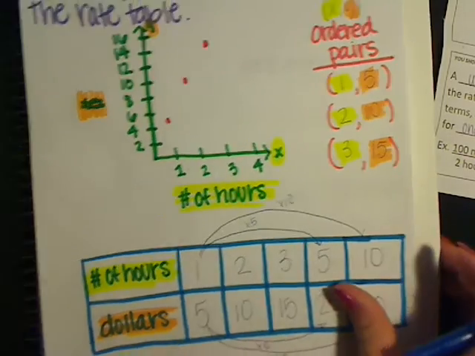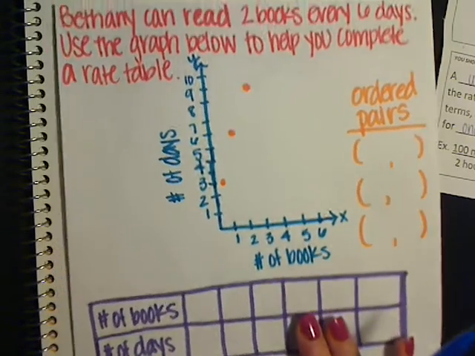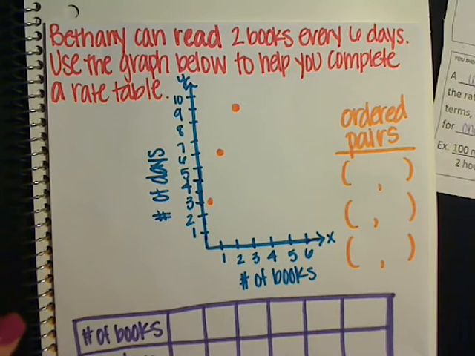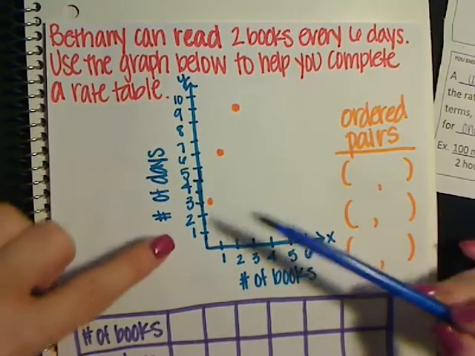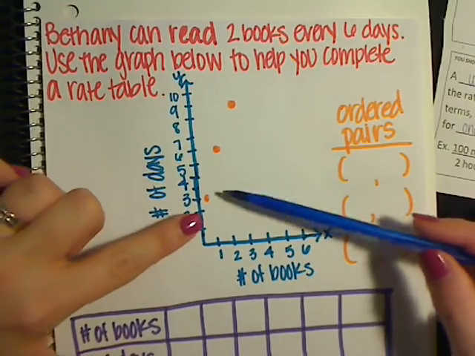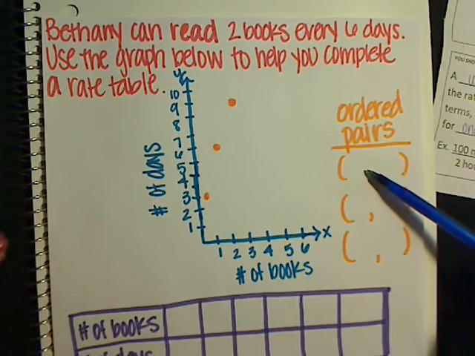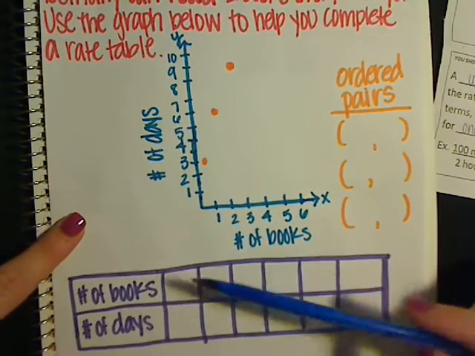So let's do our next example. And here's our next example. Bethany can read 2 books every 6 days. Use the graph below to help you complete a rate table. So again, here's our graph. We're going to take our ordered pairs out and put them over here. We're going to pull them out and then we'll transfer them to our rate table.